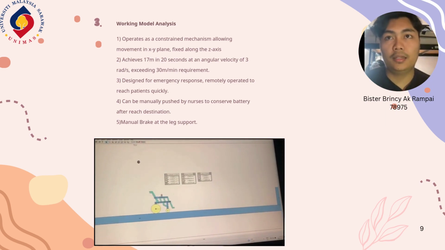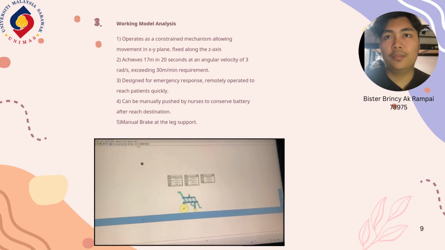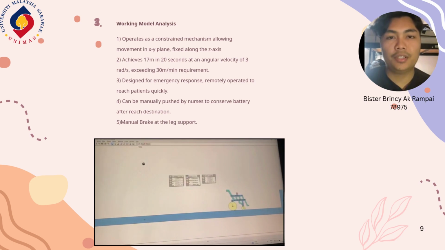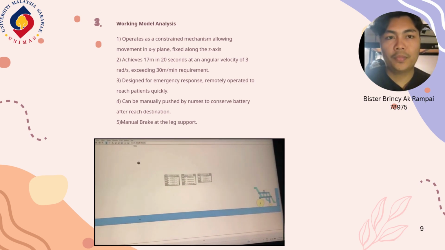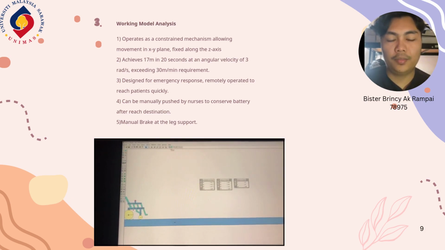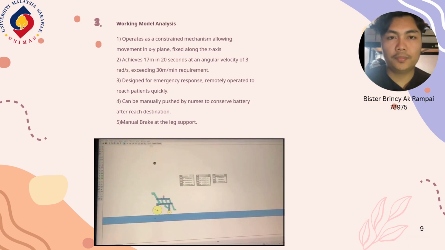Fourth, it can be manually pushed by the nurse to conserve battery usage after reaching the destination. And the fifth point is that our wheelchair can be manually braked, as the manual brake is placed at the leg support of the wheelchair.